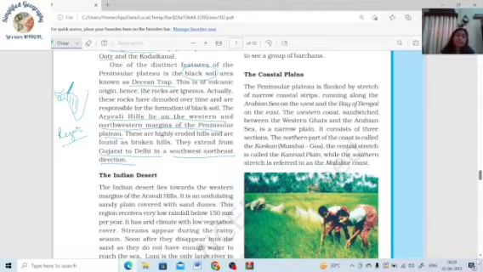So, the Indian desert. What is a desert? A desert is a region with scanty vegetation and lesser rainfall or no rainfall. In India, we have two types of desert. Ladakh is a cold desert, and the Great Indian Thar Desert is a hot desert. The Indian desert lies towards the western margin of Aravalli.